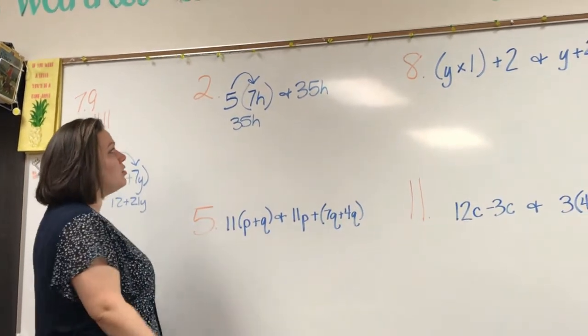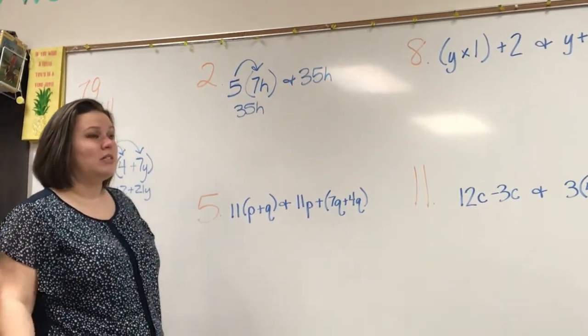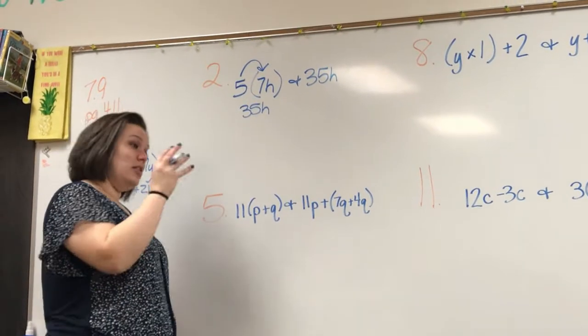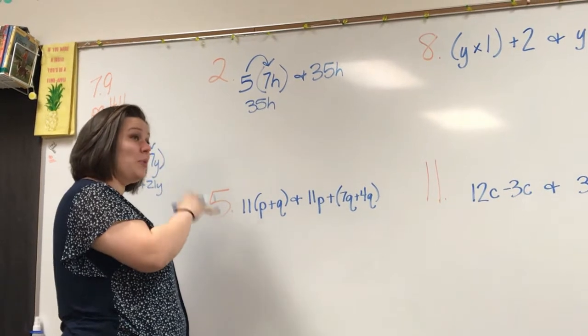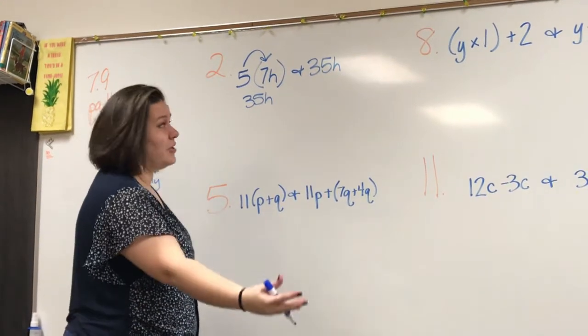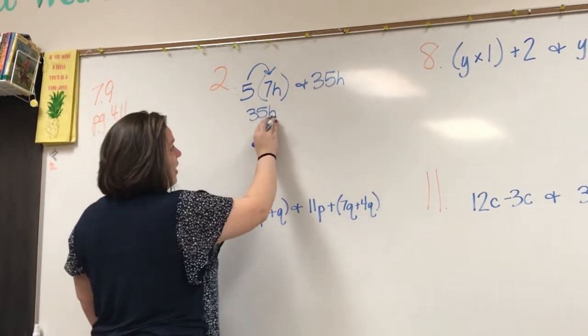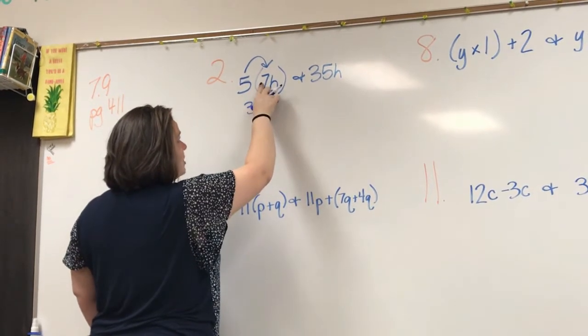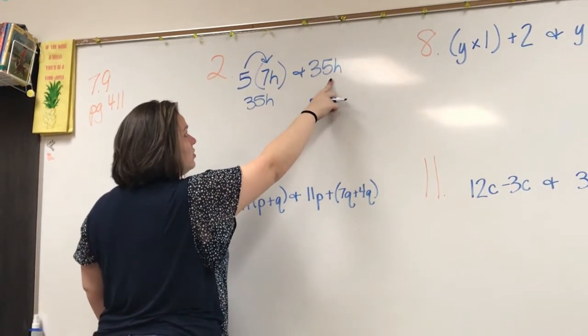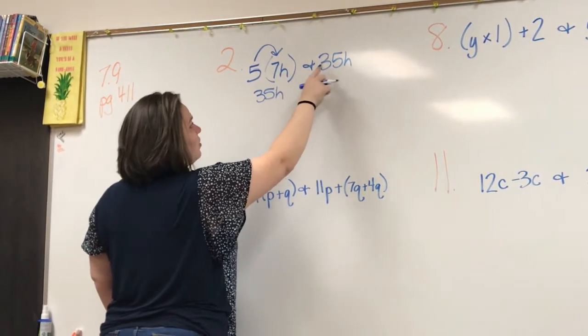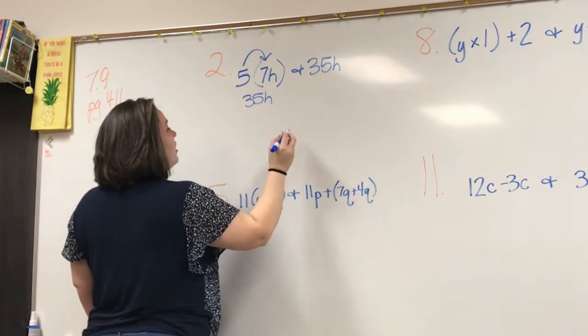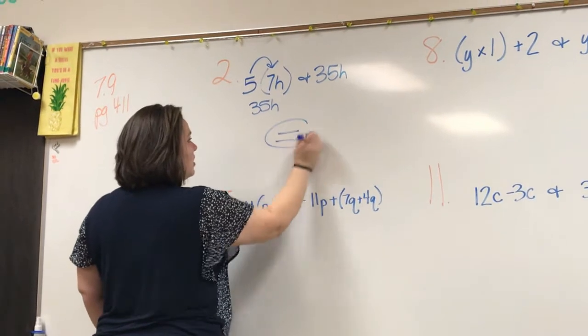So the overall question of this lesson is, is this expression equivalent to this other expression? So is 5 times 7h equal to 35h? Yes, it is. This is equal.